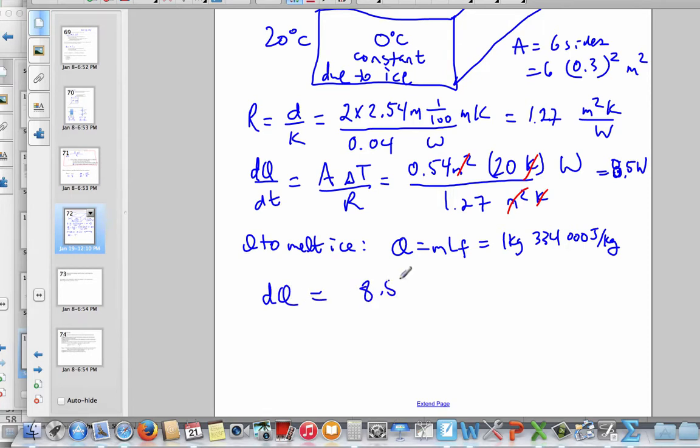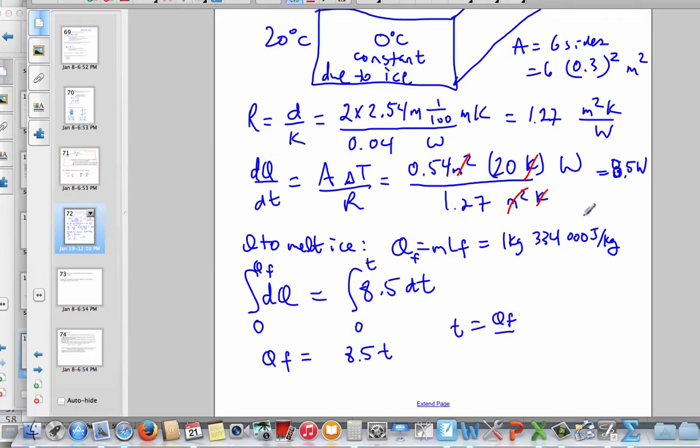cross-multiply the dt. And then say we're going to start at time 0. We want to find how long it takes. And then Q is going to start at no transfer, and then the final amount that we need is this value here. I guess I'll just call this Q final, maybe. Q fusion. It's the Q to melt the ice. So this is an easy integral. Basically, you just need an amount Q_F. And then this side's really easy. It's 8.5 times t. So the time just works out being the amount of thermal energy you need divided by the constant 8.5 watts of flow.